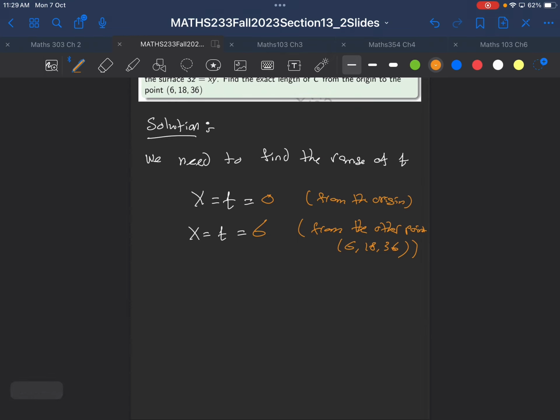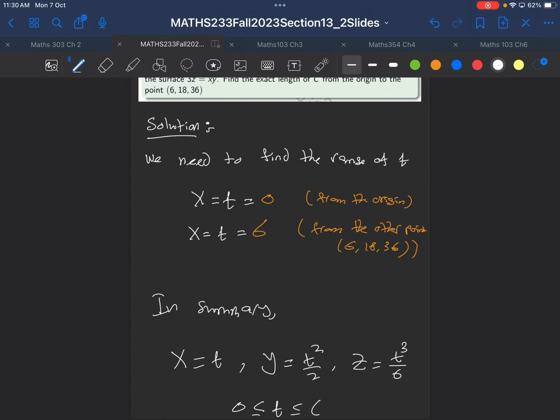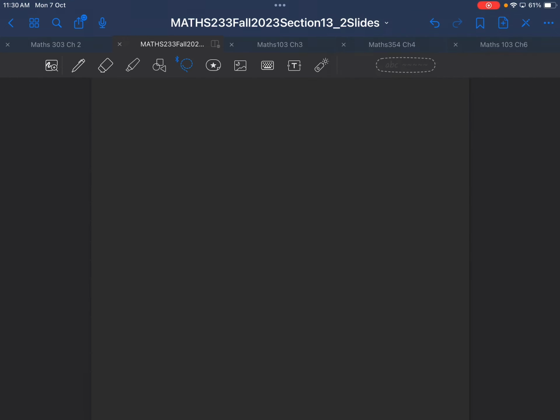Remember the arc length. Before I do the arc length, let me just rewrite everything we did so far. So, in summary, we have x equal t, comma, y equal t squared over 2, comma, z equal t cubed over 6, and t between 0 and 6. Now, I'll take this one, because I will use it to find the arc length. So we'll just go to the next page and we'll do the arc length.